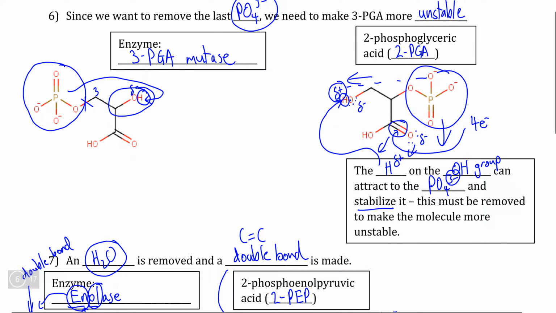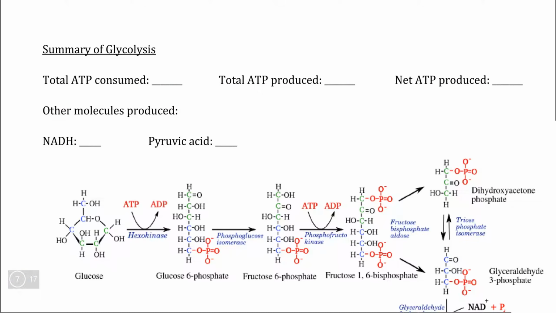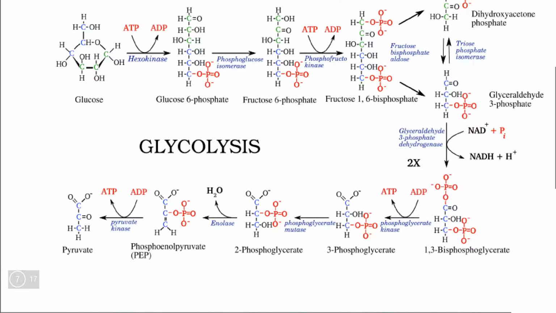In our final summary video, we're going to recap the entire process of glycolysis and take an inventory of the amount of ATP invested, the amount of ATP produced, the overall ATP produced, and an inventory of what other molecules we have that are products of the overall glycolysis process.